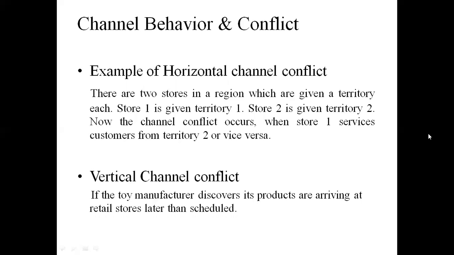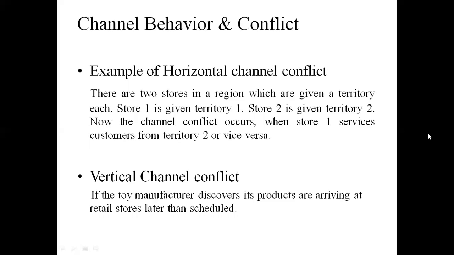One example I am giving here. There are two stores in a region which are given their territories. If store one is interfering in the territory of store two, it will be a kind of horizontal channel conflict.